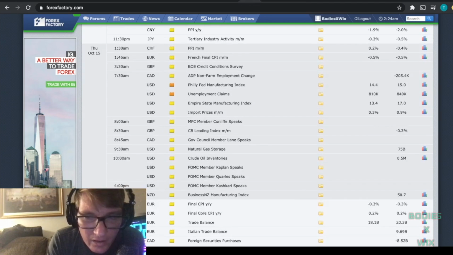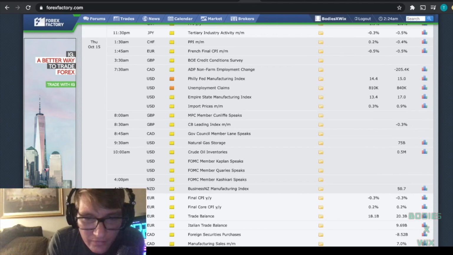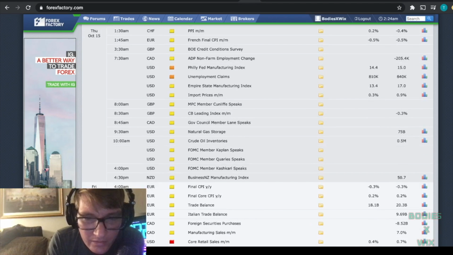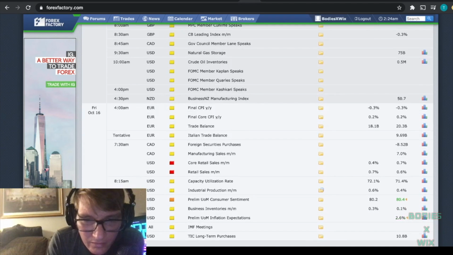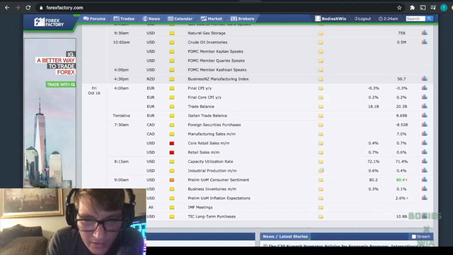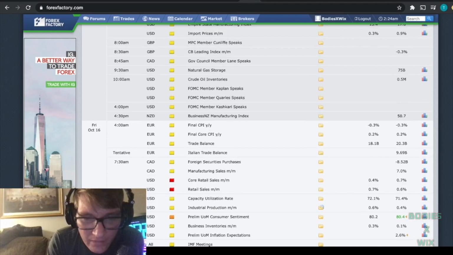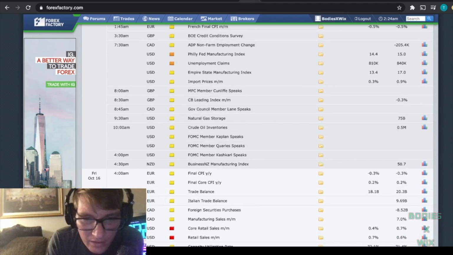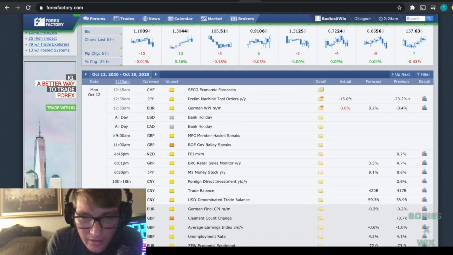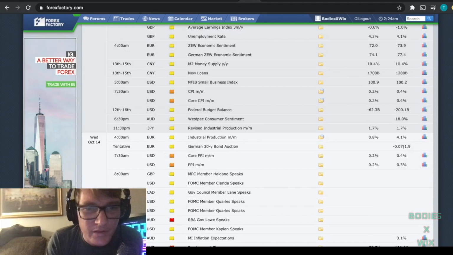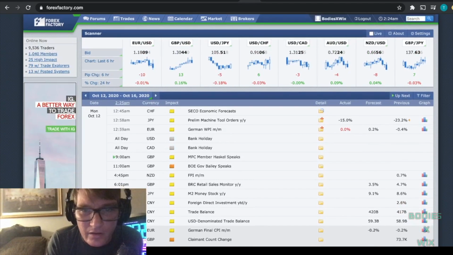Thursday, unemployment claims again for the USD. Import prices, so not a whole lot of red and orange folders. Looks like Friday we got core retail sales, so Friday could be a little bit of a hectic day for the USD. So it looks like kind of a normal week of trading. Nothing that's going to throw anything off too bad. So I wouldn't expect the worst, wouldn't expect the best. I would just expect trading.